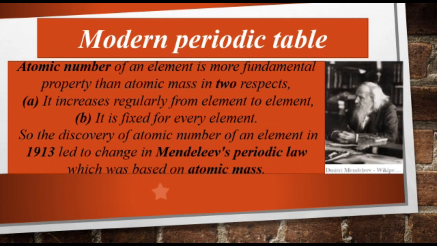Atomic number of an element is a more fundamental property than atomic mass in two respects. It increases regularly from element to element. It is fixed for every element.